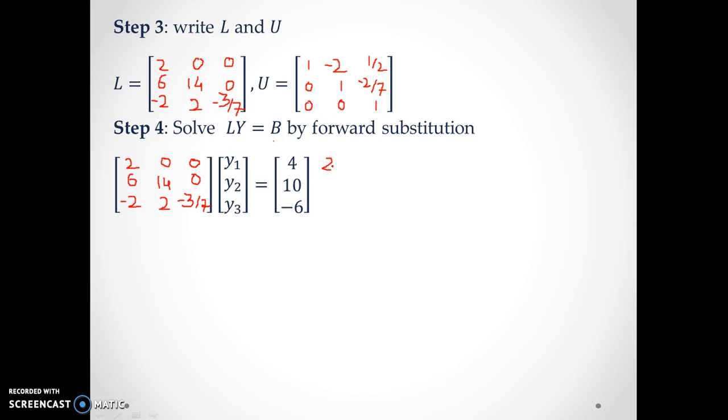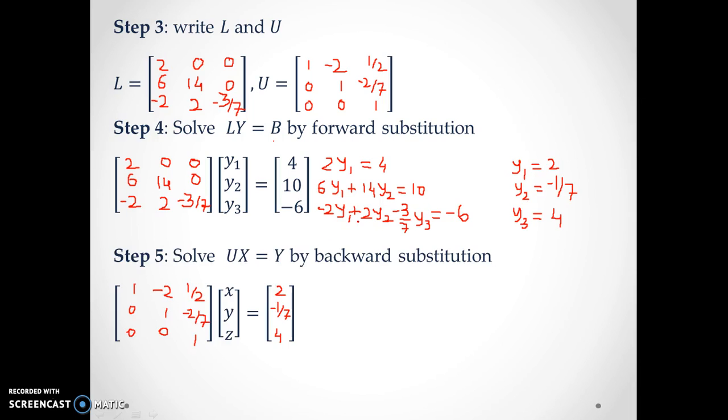So I'm going to get 2y1 equal to 4, then 6y1 plus 14y2 equal to 10, and minus 2y1 plus 2y2 minus, here we have minus 3 by 7 times y3, so minus 3 by 7 times y3 equal to minus 6.